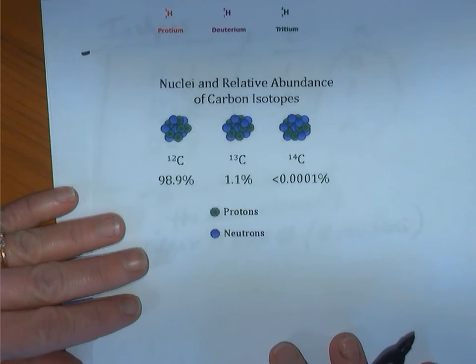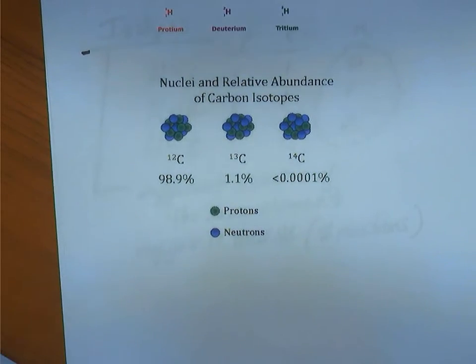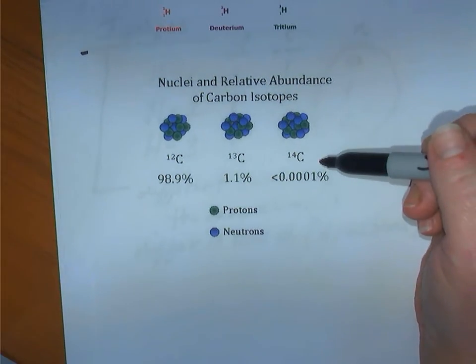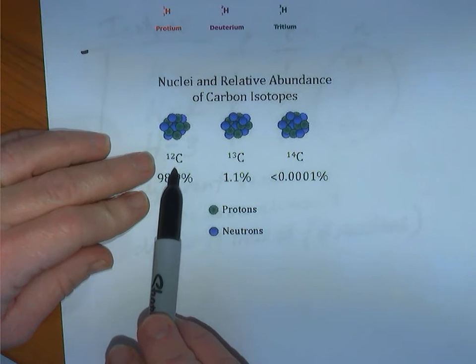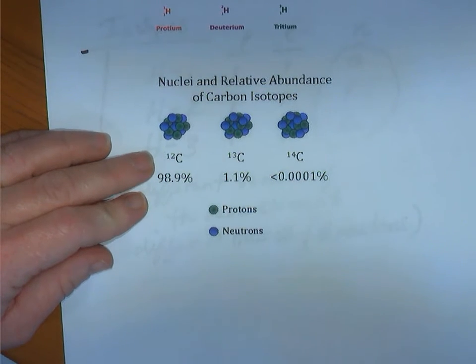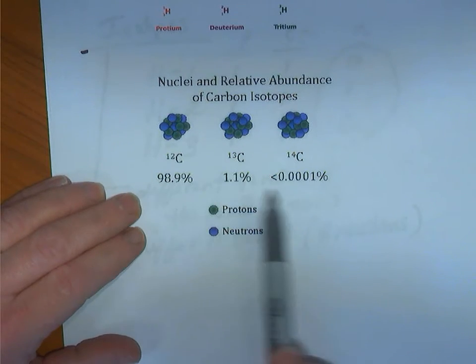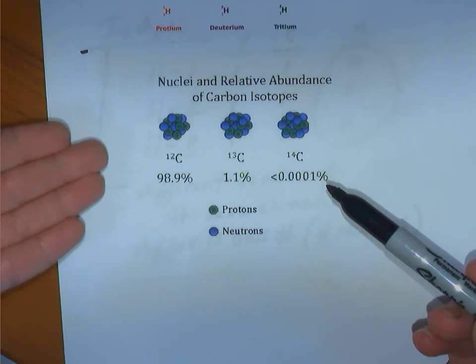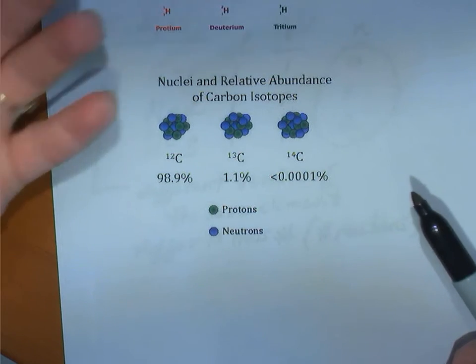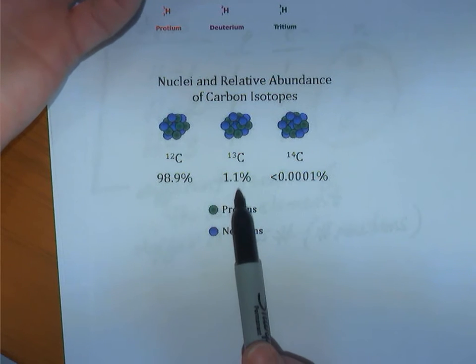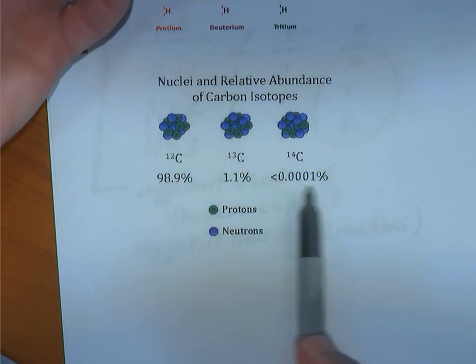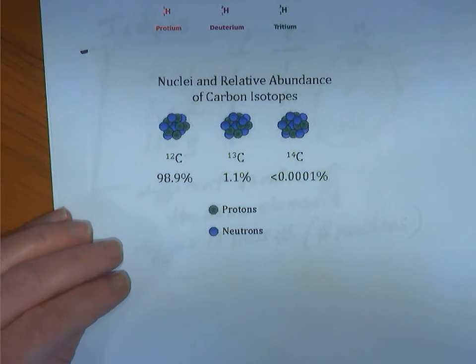Now, all the isotopes are not found with equal likelihood. There are several different isotopes of carbon, but these are the most common. So we have carbon 12, carbon 13, and carbon 14. And we can see the percentages at which we encounter these. So if we have 100 atoms of carbon in our hand, almost 99% is carbon 12, and about 1% is carbon 13, and a minute fraction is carbon 14.